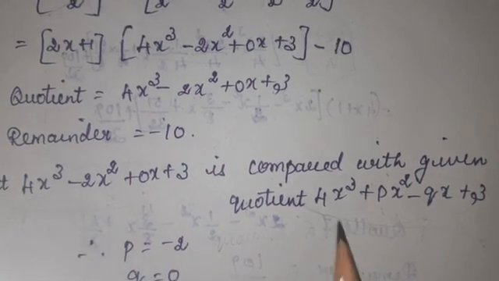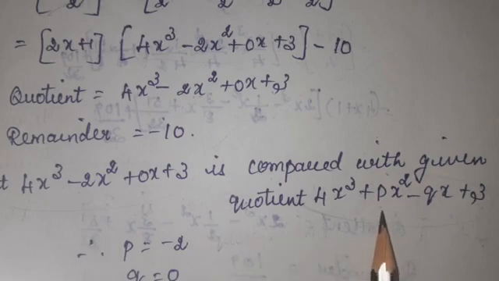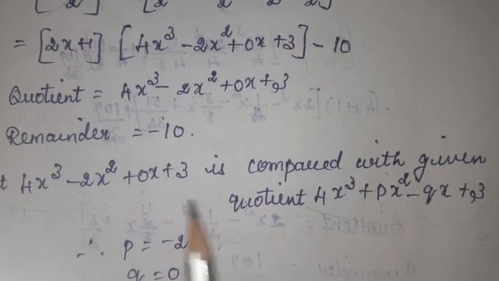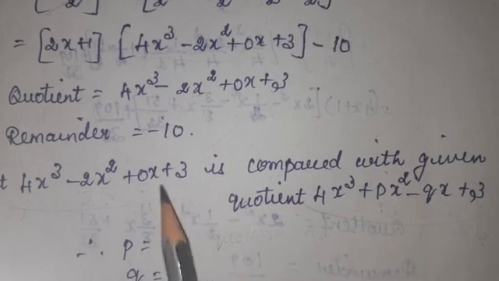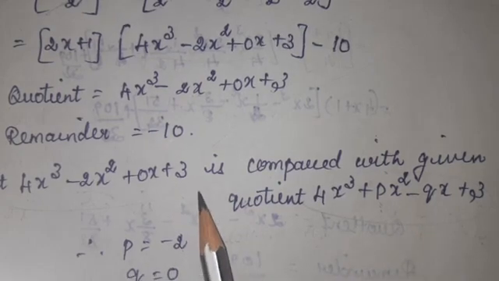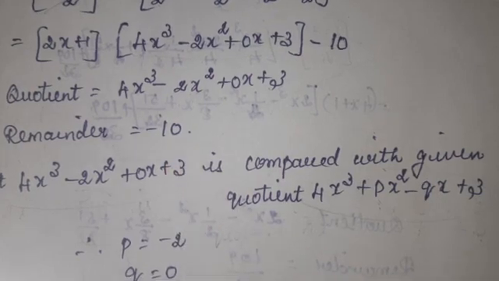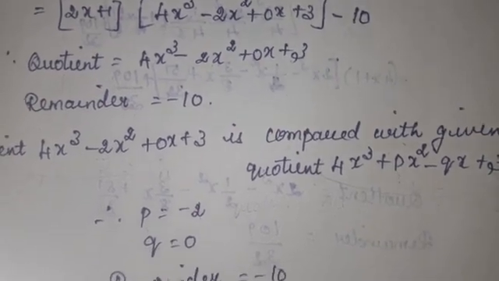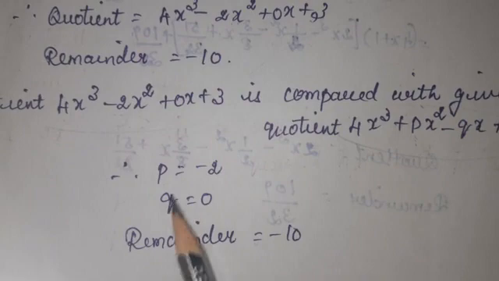See that the first cube term, both are same. Next the x square term you compare: here it is minus 2, here p. That means p value is minus 2. Next the x term you compare: here 0, here it is minus q. 0 means what? Q value is 0. Then the remainder we already found, no? The remainder is minus 10. Our question is telling to find only p, q and the remainder. So you compare both quotients and find the p and q values.